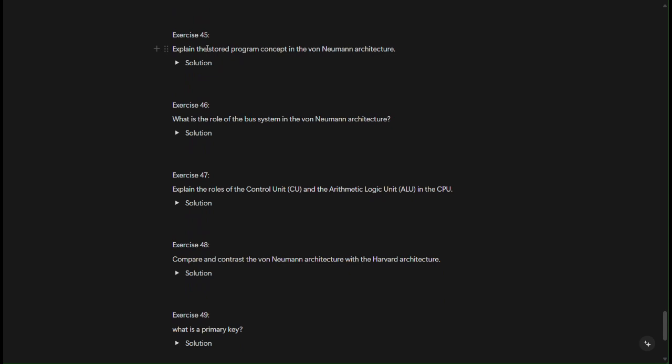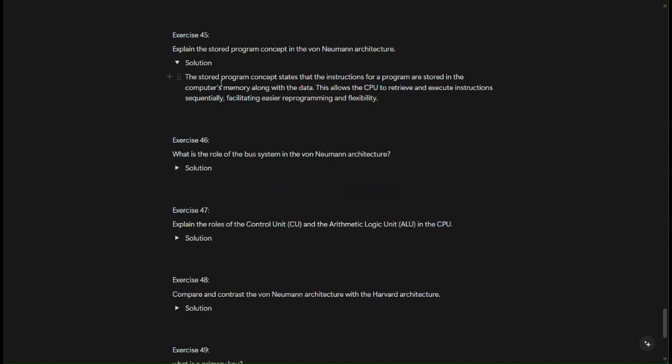45. Explain the stored program concept in the von Neumann architecture. The stored program concept states that the instructions for a program are stored in the computer's memory along with the data. This allows the CPU to execute instructions, facilitating easier reprogramming and flexibility. This is the stored program concept in the von Neumann architecture.